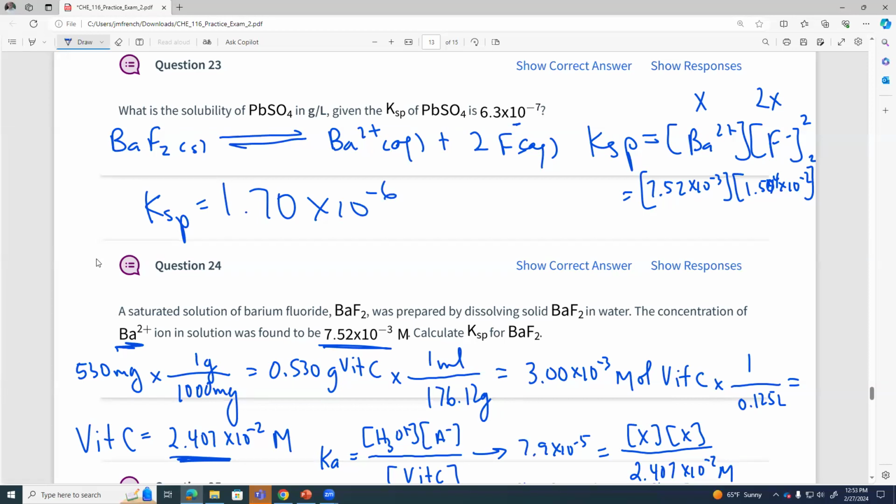Right, the only trick there was that we had to multiply the concentration of barium by 2 to get our concentration of fluoride. We couldn't call fluoride an X because we don't know the KSP. We were solving for KSP. If we knew KSP, then yeah, we could find the concentration of fluoride, but we didn't know. We were looking for our KSP. Is that, yeah.